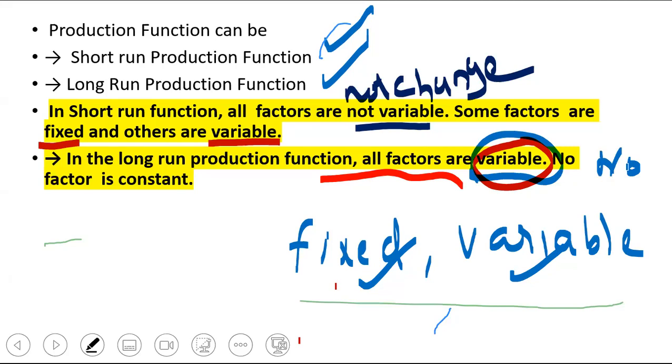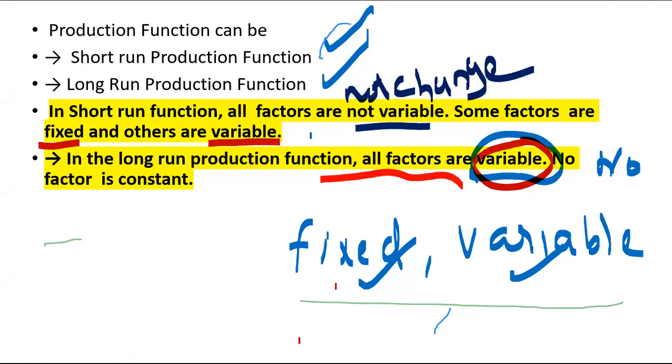There are two production functions. What are the two production functions, children? One production function is short run. Other production function is long run. I hope you can understand. Short run production function mein kya hota hai? Some factors are fixed, others are variable. Long run production function mein all factors are variable.